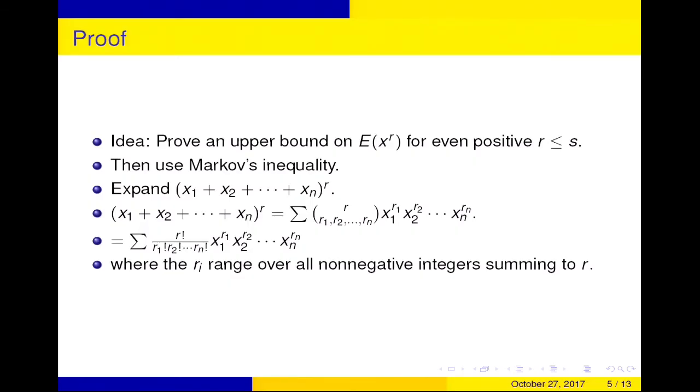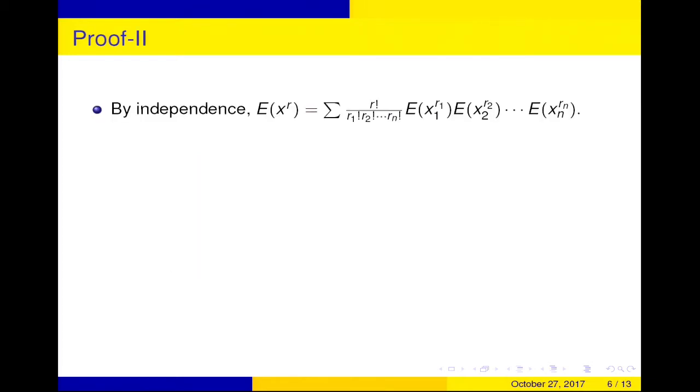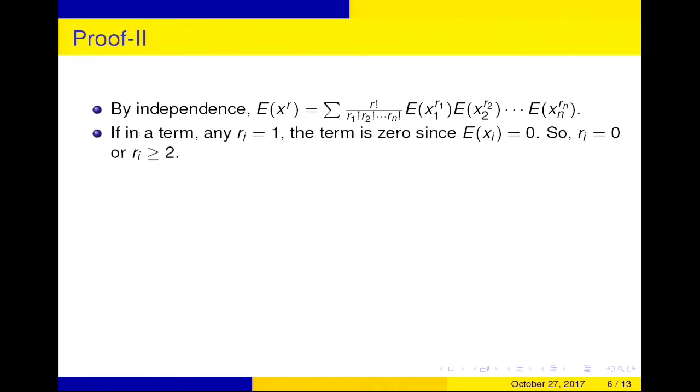Where the ri range over all non-negative integers summing to r, by independence. First we have to peel off the terms. Independence says that they factor out like that. Okay? And then if in any term ri is 1, the term is 0, since that expectation is 0. So ri is either 0 or at least 2.